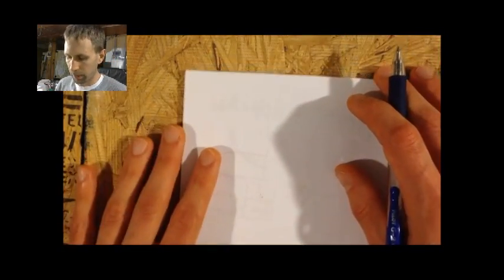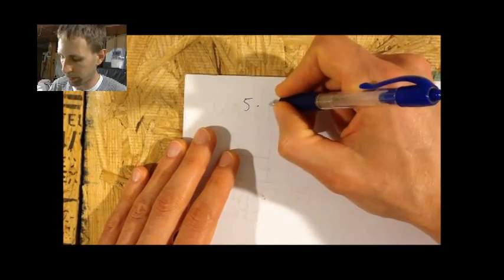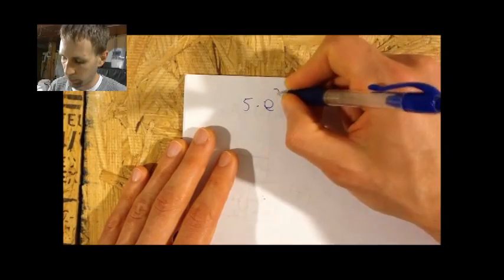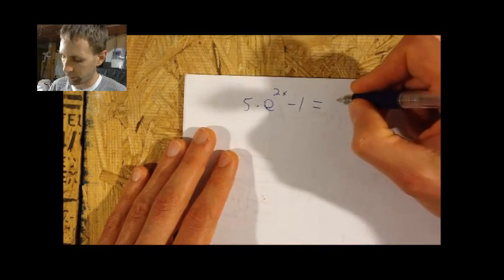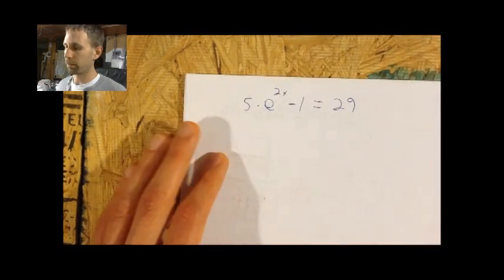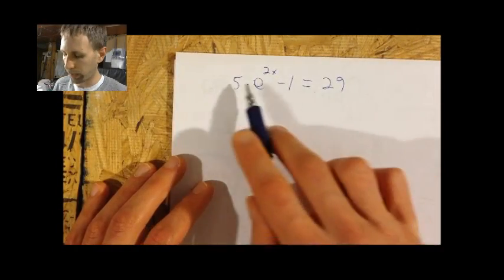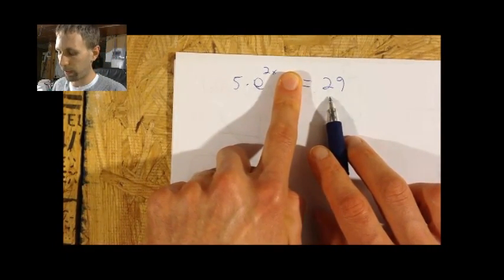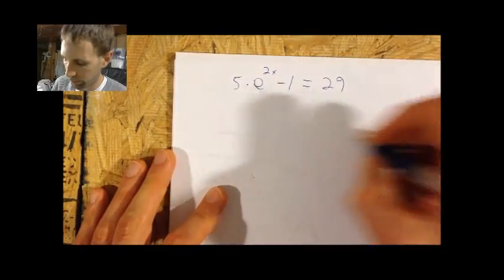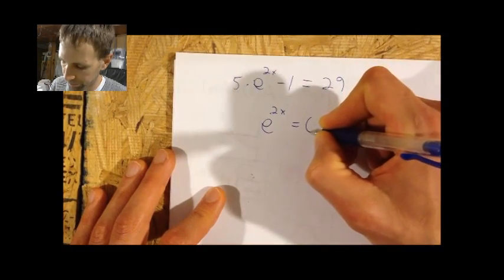Let me give you another example of that. They all pretty much go the exact same way. You could say 5 times e to the 2x minus 1 equals, say, 29. So solve this equation. Again, you do the regular rules of algebra just to work your way to the exponential expression. So you would add 1 and get 30, and then divide that by 5 to get 6. I'm going to forego writing out all the details of that. Just get e to the 2x equals 6.